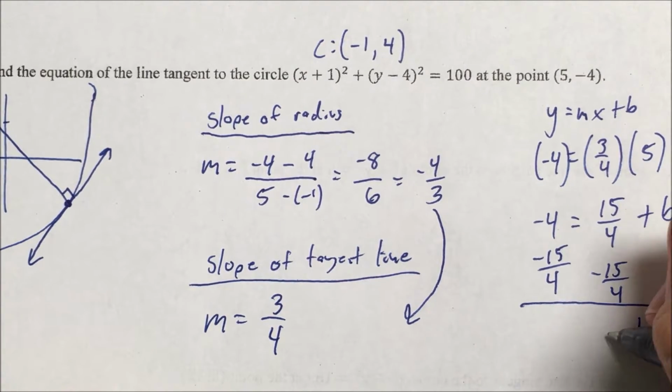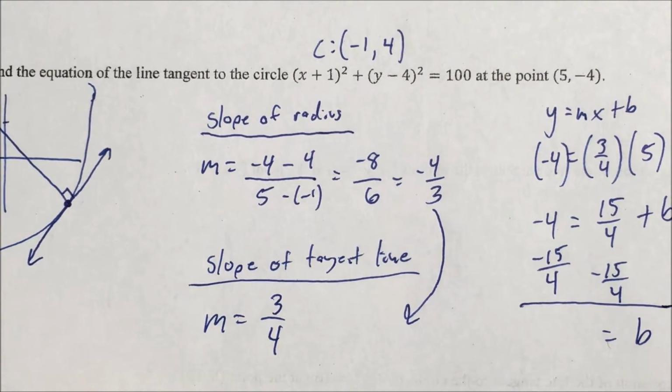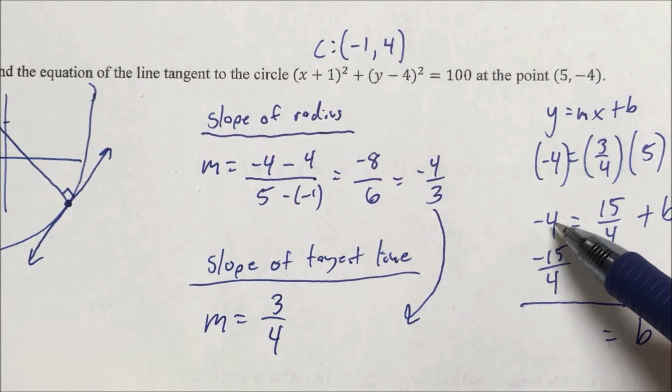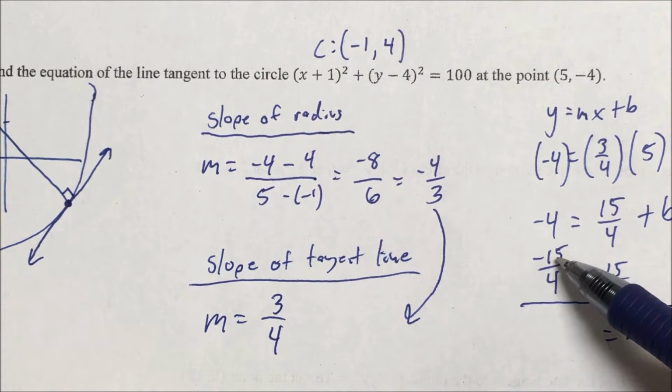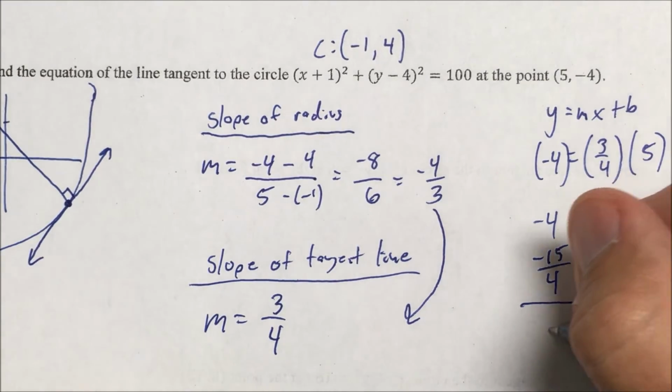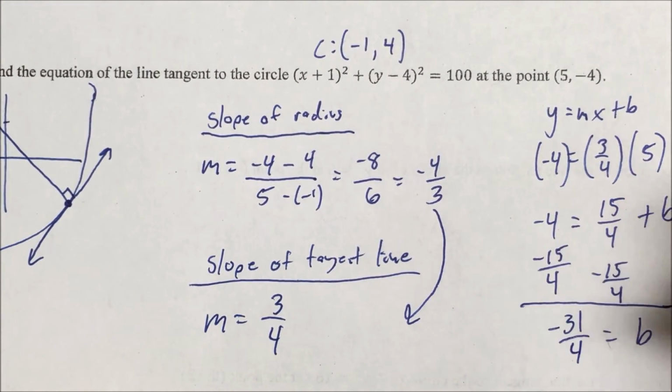And if you can't do the fractions in your head, that's fine. Use your calculator. This is like saying negative 16 over 4. So negative 16 and negative 15. That'll give me negative 31 over 4. That's ugly. It's all right.